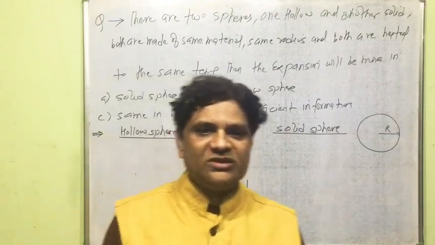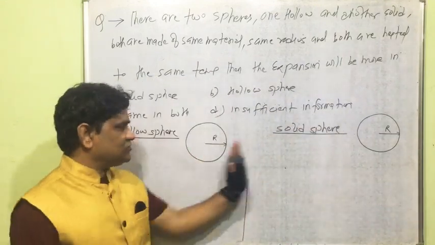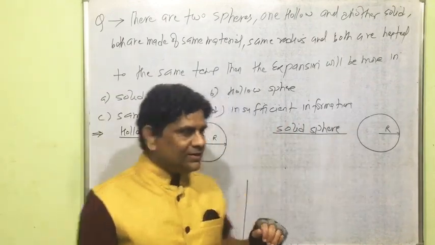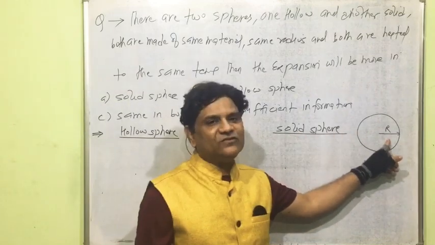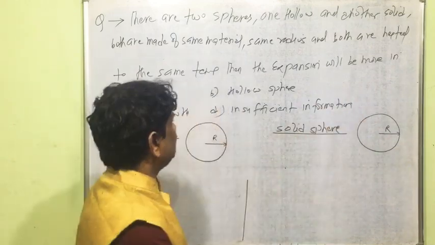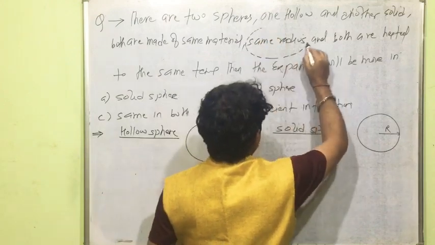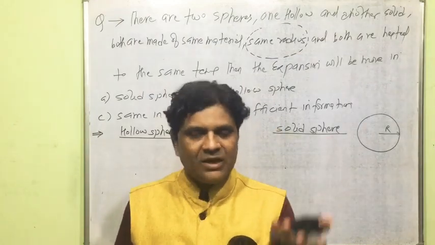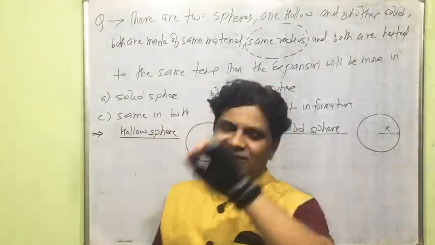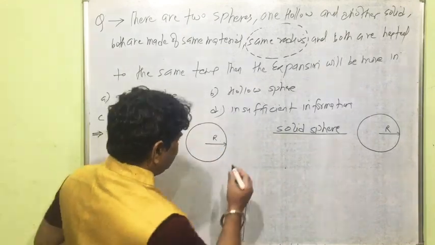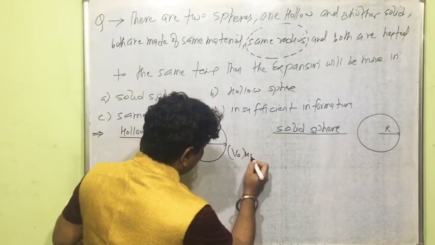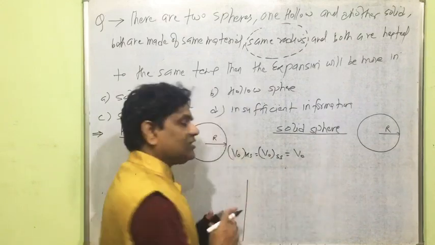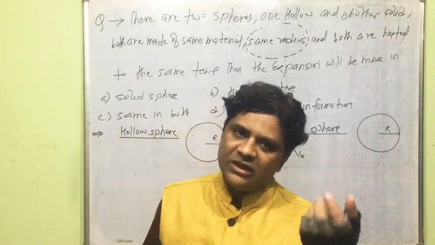Okay, how to solve the question? We have taken two diagrams on the board: a diagram of the hollow sphere and a diagram of the solid sphere. Its radius is r, and its radius is also r. Why is the radius taken as the same? Because both spheres have the same radius. If the radius is the same, their initial volume will also be the same. So the initial volume of the hollow sphere is equal to the initial volume of the solid sphere, which we take as V naught.